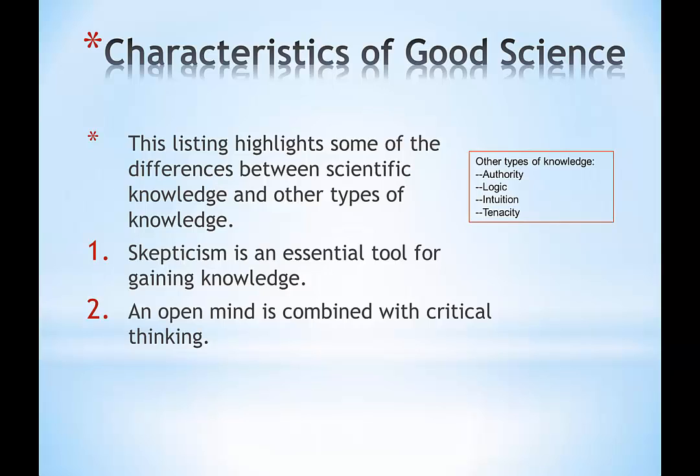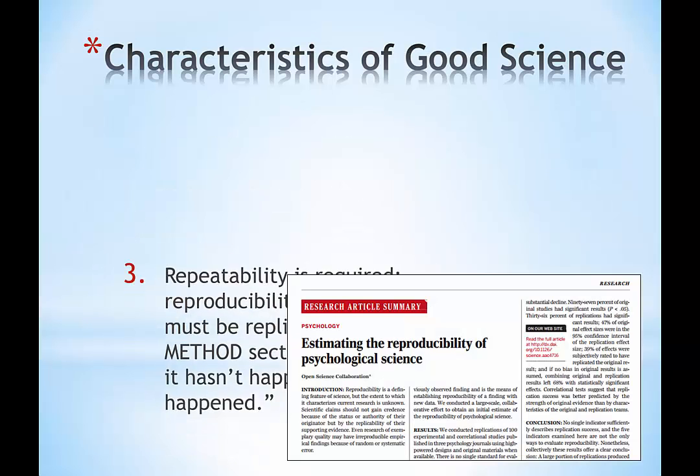Another characteristic of good science is that an open mind is combined with critical thinking. And so we might have a tentative hypothesis. We have some beliefs based on the current data, but we're going to be willing to change those on the basis of changing data. That's that notion from the critical thinking screencast about tolerating uncertainty. So an open mind is combined with critical thinking as part of good science.